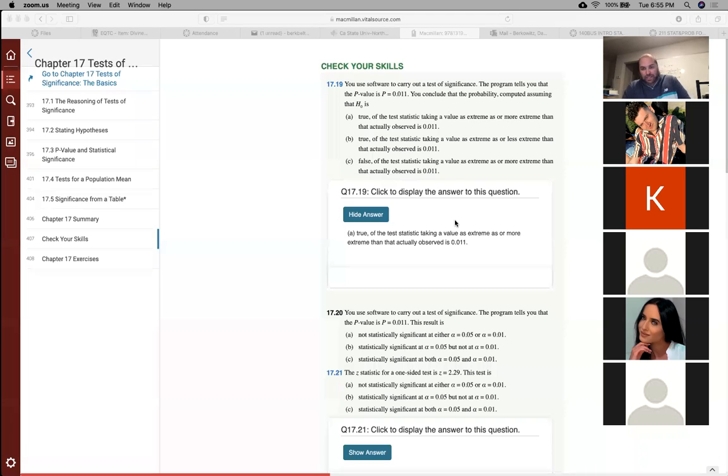Who knows? All right, so let's try number 21. Number 21 actually requires a calculation, so don't try to do this in your head.